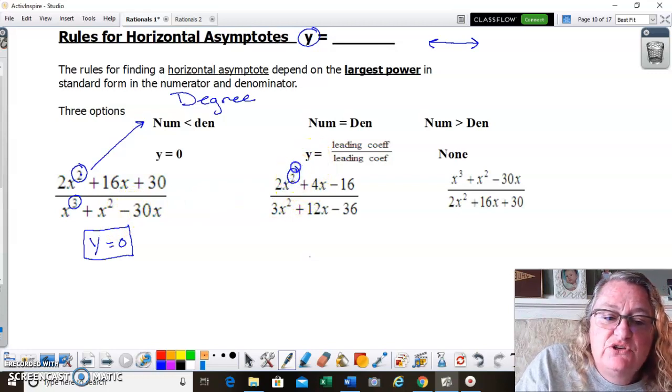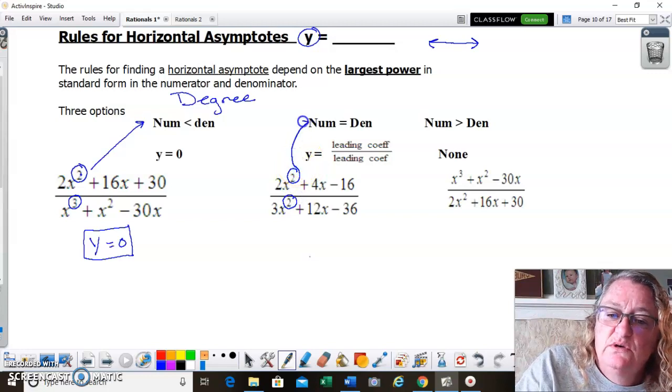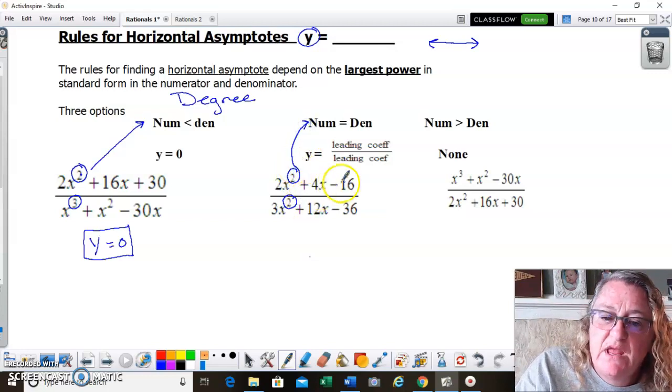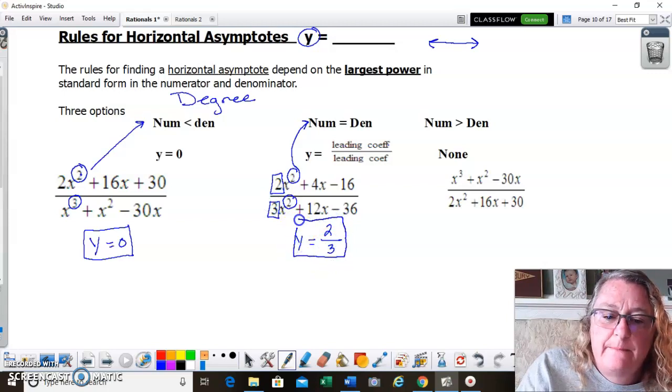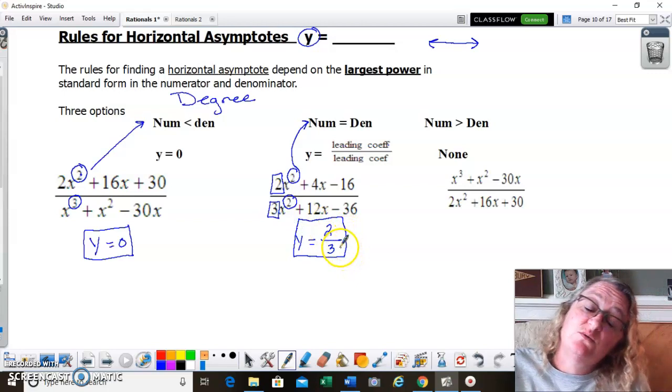Here, I see the degree of the numerator and the degree of the denominator are both 2. So it's following this rule. When it says leading coefficient divided by leading coefficient, the leading coefficient of the numerator is 2, and the leading coefficient of the denominator is 3. So the equation of my horizontal asymptote will actually be y equals 2/3.